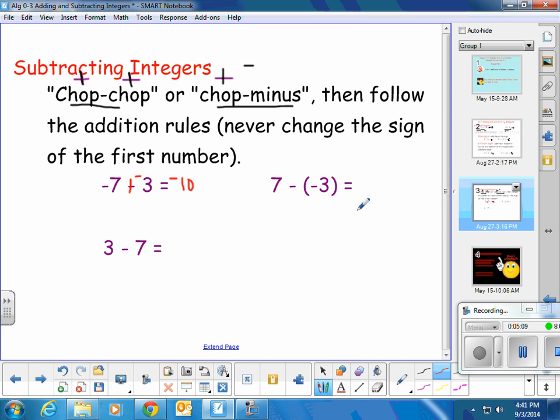In the next example, 7 minus a negative 3, we're going to change it to adding the opposite. Chop, chop. Now I have 7 plus a positive 3. 7 plus 3, we could go back to elementary school and know the answer to that is 10.